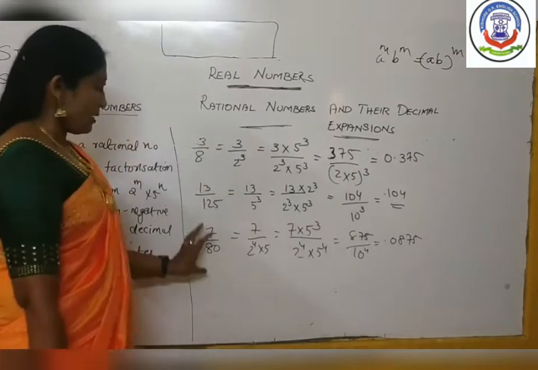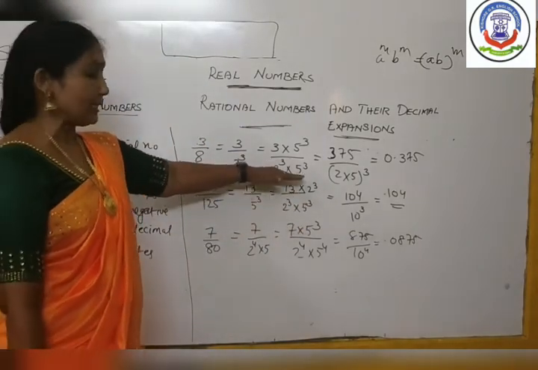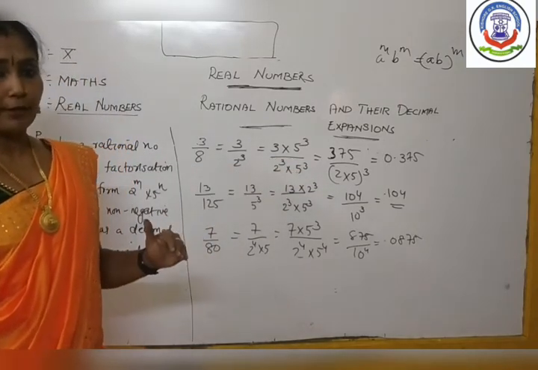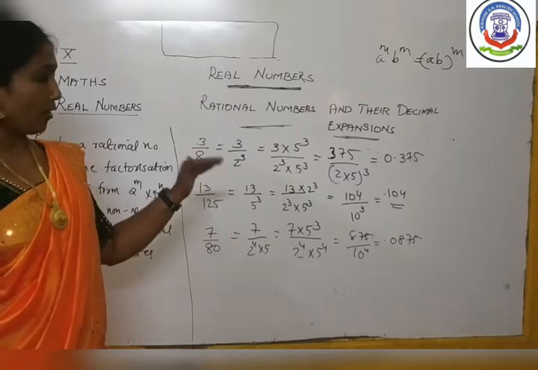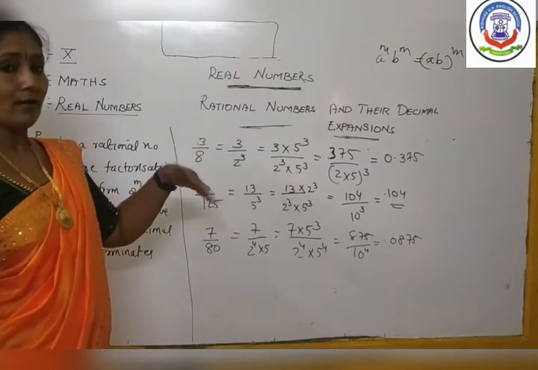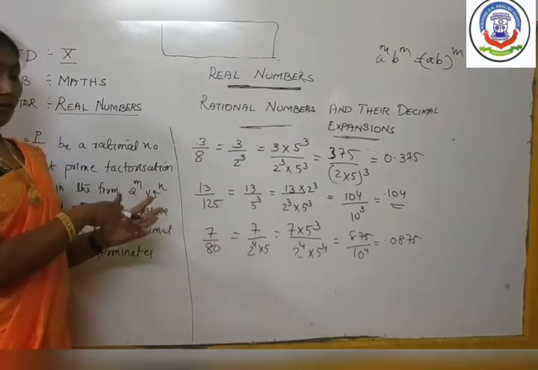That means the decimal expansion of all these rational numbers is going to terminate when the denominator is in the form of 2 raised to m into 5 raised to n. This is another theorem we have concluded from this one. We have already done one theorem, and this is the same theorem again, a revision only. You just reverse that theorem and then we have done.